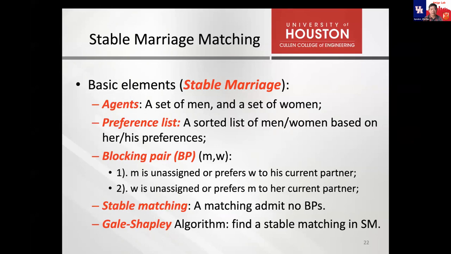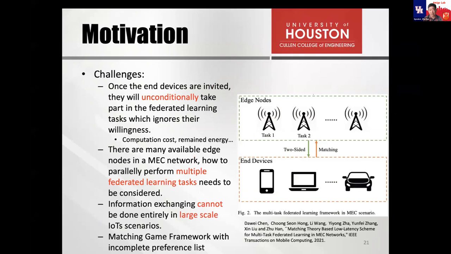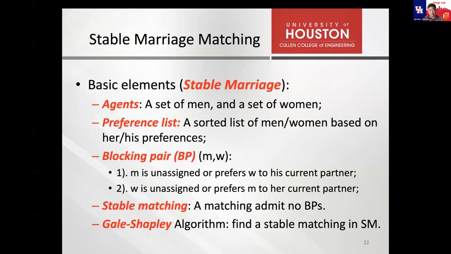Basically we have agents: a set of men, a set of women, or a set of edge nodes, a set of tasks and a set of devices. And then we have the preference list: I prefer this one to that one. After that, we want to generate a matching that doesn't have a blocking pair.